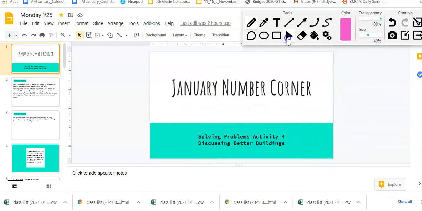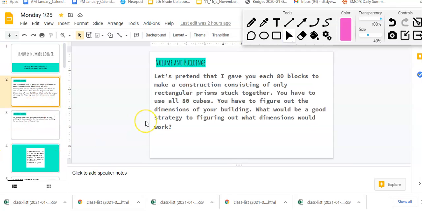So now let's say I gave you 80 blocks to make a construction consisting of only rectangular prisms stuck together. You have to use all 80 cubes and you have to figure out the dimensions of your building. What would be a good strategy to figuring out what dimensions would work? I want you to stop and think about this for a second. You know you have 80 cubes to work with, so that's what your volume needs to be.